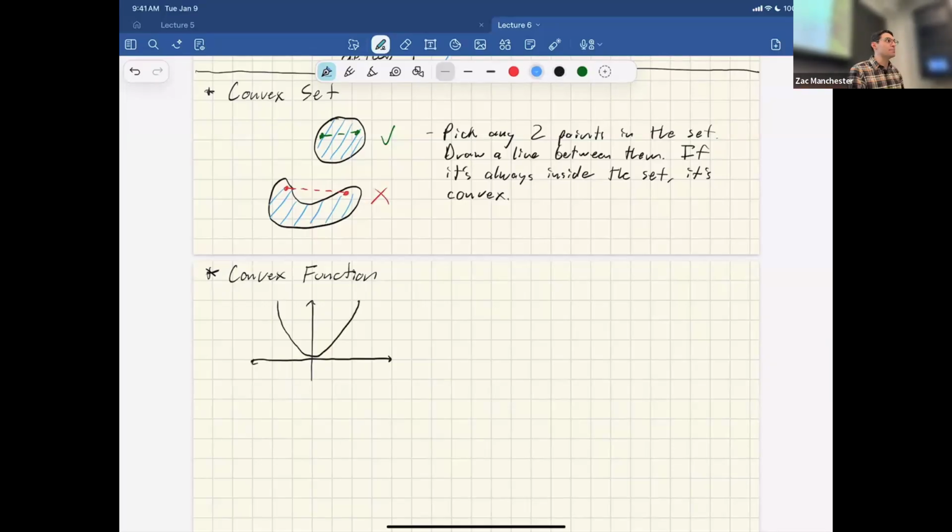And then I'm going to draw what's called the epigraph of the function. Has anyone heard that word? Epigraph? It's basically the area above the function. So if we've got a quadratic bowl, the epigraph is this area above it. It's everything above the curve. So this is called the epigraph. And I guess this is x, this is f of x. Okay, so a convex function is a function whose epigraph is a convex set.